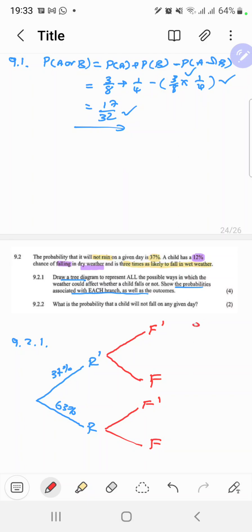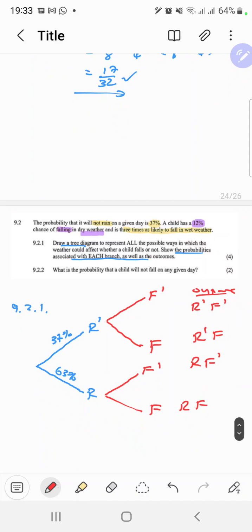And then, of course, here the outcomes are going to be no rain, no fall; no rain, fall; rain, not fall; rain and fall. Okay, so these are the outcomes basically. All right, so that is it. Let's just separate them from this thing. So these are the possible outcomes. Here it can rain and the child falls.